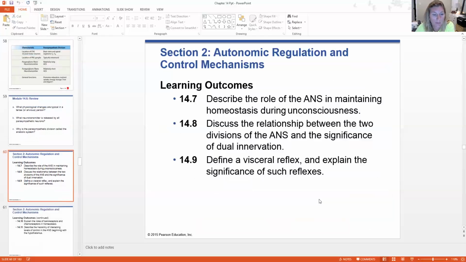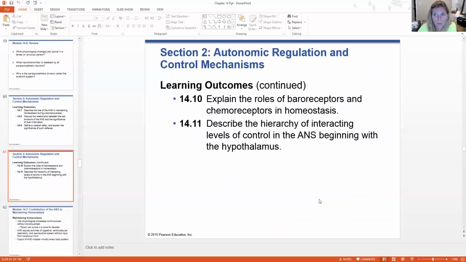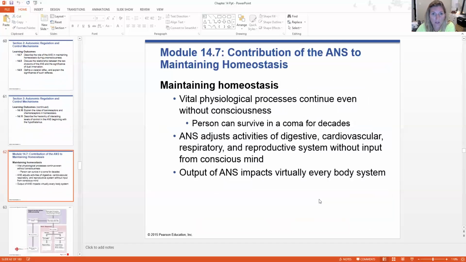We have some more autonomic regulations and control mechanisms, with some outcomes already listed for you in your chapter folder or weekly folder. Let's talk about how our autonomic nervous system maintains homeostasis. It's vital for physiological processes to continue with or without consciousness. You need your autonomic nervous system. People can survive for decades in a coma just because of their autonomic nervous system. It adjusts activities for digestion, cardiovascular, respiratory, and reproductive systems without any input from the conscious mind. So any output from the autonomic nervous system is going to impact virtually every system in the body.